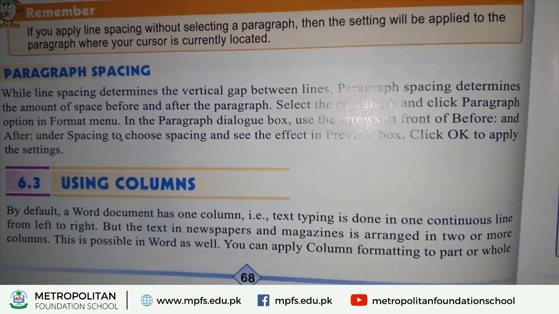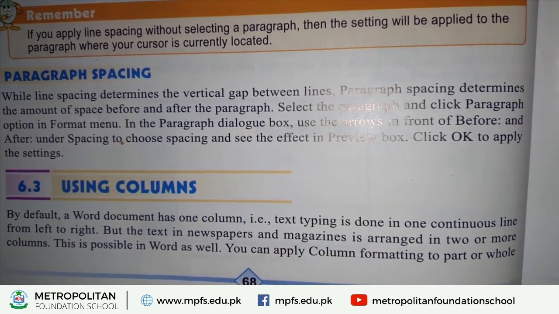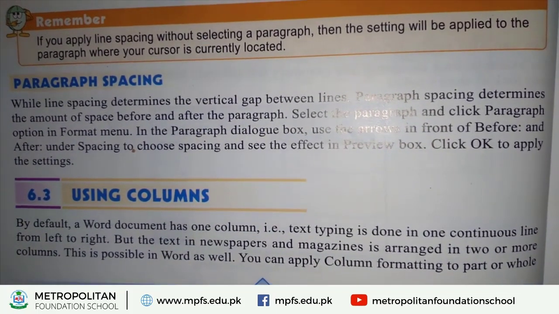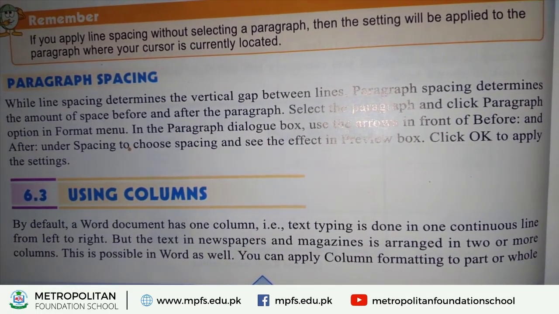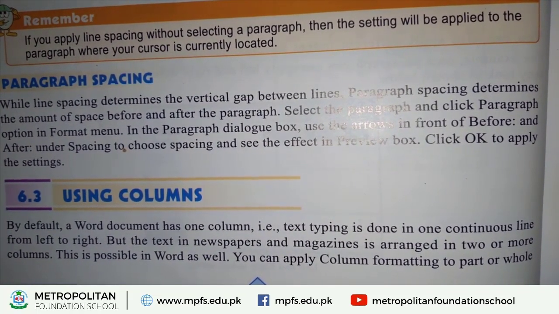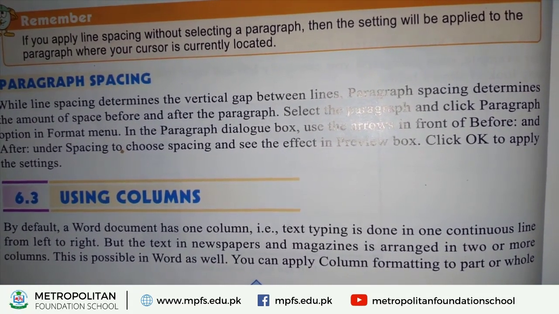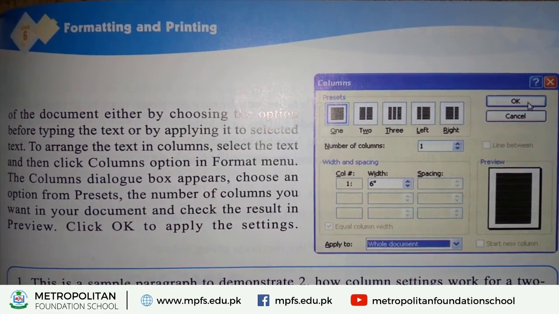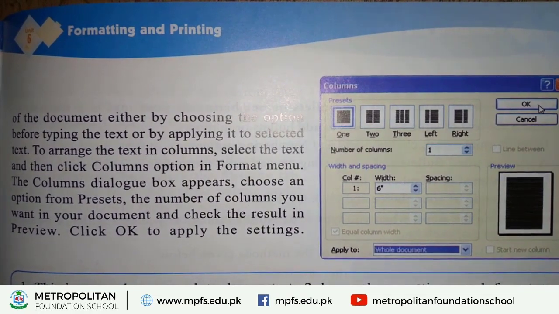Exercise 6.3. By default, a Word document has one column. Text typing is done in one continuous line from left to right. But the text in newspapers and magazines is arranged in two or more columns. This is possible in Word as well. You can apply column formatting to part or whole of the document, either by choosing the options before typing the text or by applying it to selected text.